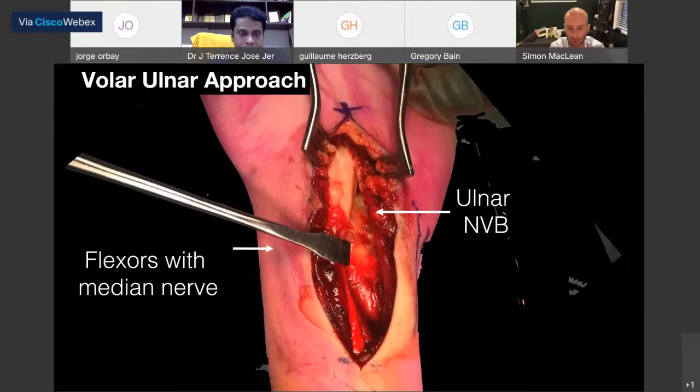So a volar ulnar approach, you make your incision between the FCU and the palmaris longus. You move the flexor tendons and the median nerve towards the radial side. You move the ulnar neurovascular bundle towards the ulnar side. You can then extend it distally if you need to perform a carpal tunnel decompression at the same sitting, and this is often the case with high energy injuries.